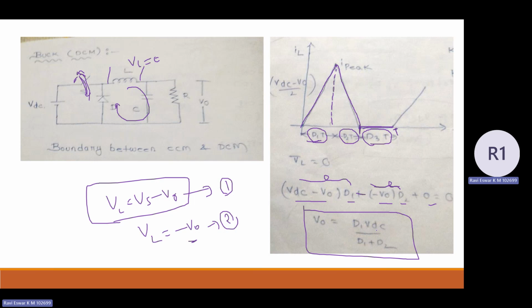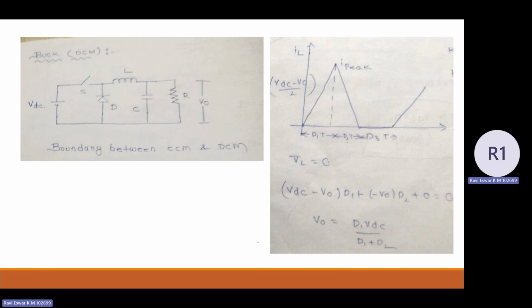So V naught equal to D1 VDC by D1 plus D2. So what is the inference from this? You can check carefully here. V naught equal to D1 VDC by D1 plus D2. So what is the inference here? If you take with respect to the continuous equation, V naught equal to D VDC.